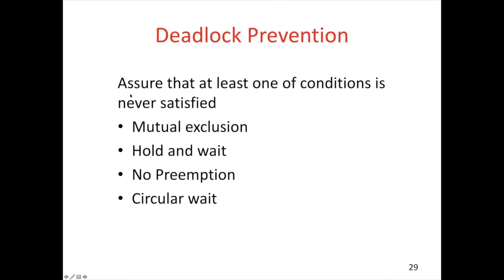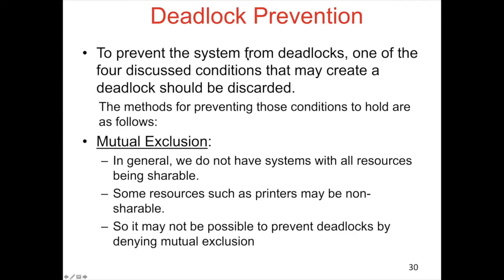Deadlock prevention: assure that at least one of the conditions is never satisfied. For example, mutual exclusion may be omitted if possible, or hold and wait, or no preemption conditions can be omitted, or circular wait. To prevent the system from deadlocks, one of the 4 discussed conditions that may create a deadlock should be discarded. The methods for preventing those conditions from holding are as follows.